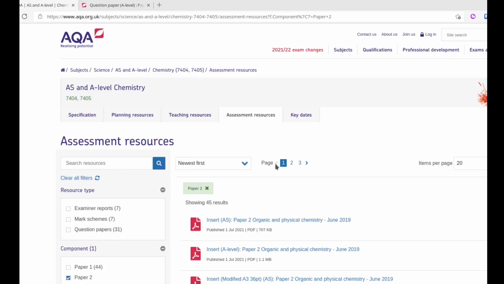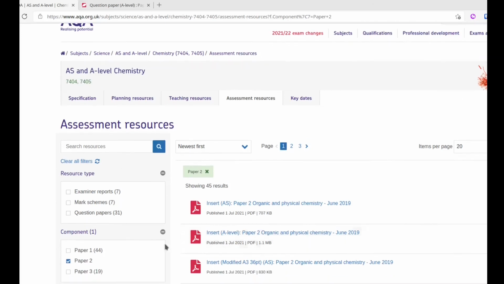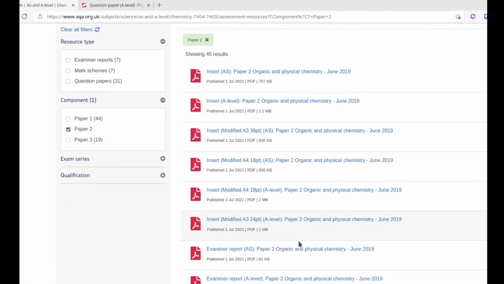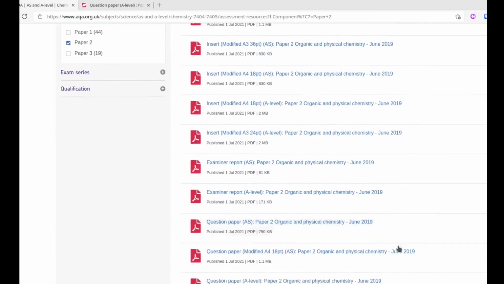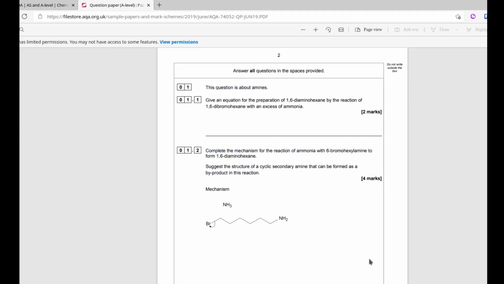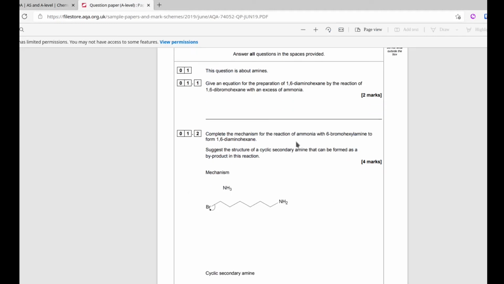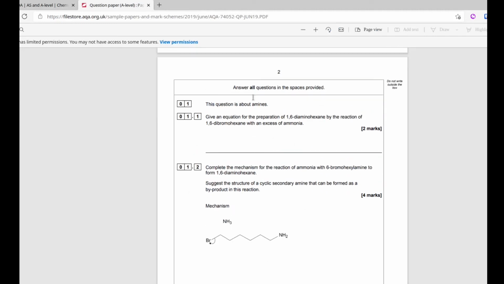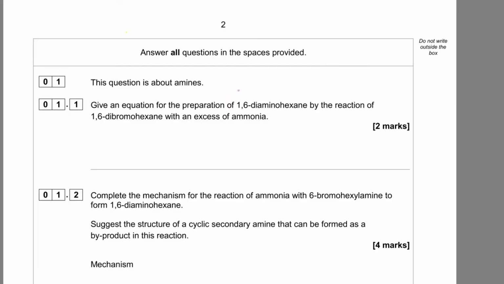Right, so we'll have a go at a practice question. So this is just the AQA website, and we'll have a look at paper 2. So if we go down here, we can find one from 2019. So this is the paper here, and we will just open this up. And question 1 is all about amines. So let's go and dive in and have a closer look at this.